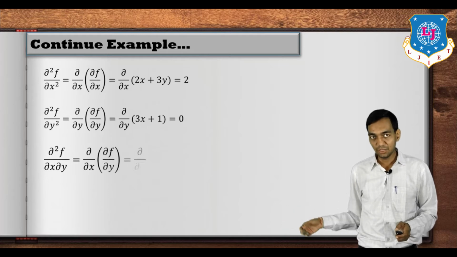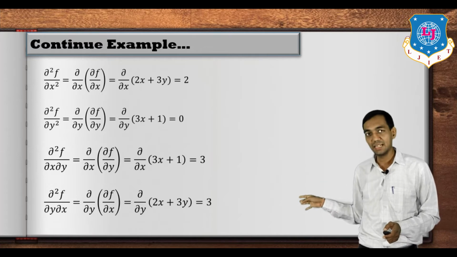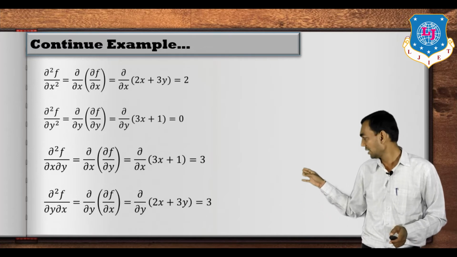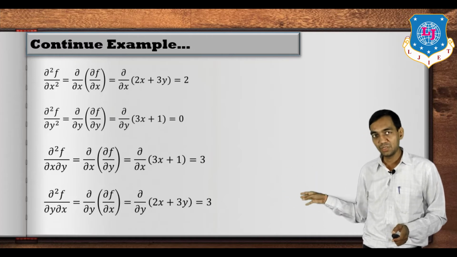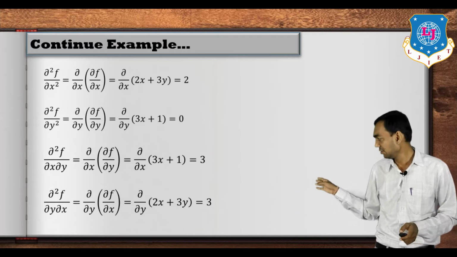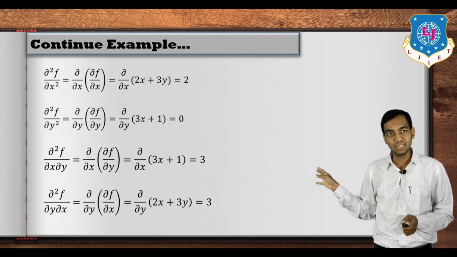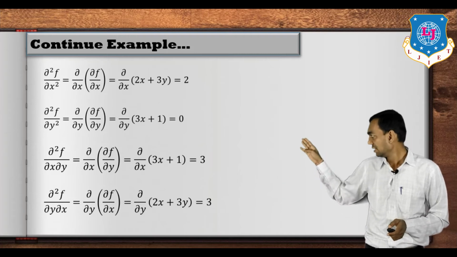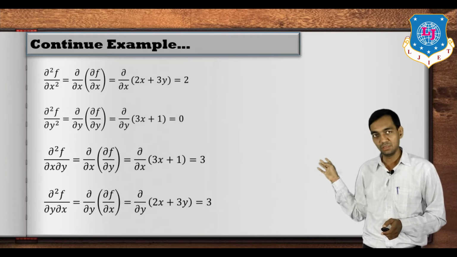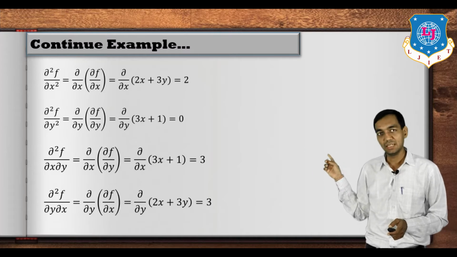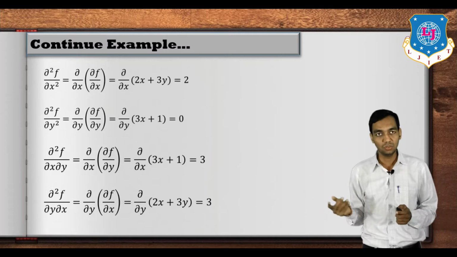In the same manner for second order derivatives, del square f by del x square, that means del by del x of del f by del x. Now del f by del x has a value 2x plus 3y and you have to differentiate it with respect to x. So if you are again differentiating with respect to x, then 2x has a derivative 2, 3y has a derivative 0, so it has a value 2. In the same manner del square f by del y square, that means del by del y of del f by del y. But del f by del y has a value 3x plus 1. So del by del y of 3x plus 1 has a value 0 because there is no y, so the whole term is treated as a constant.